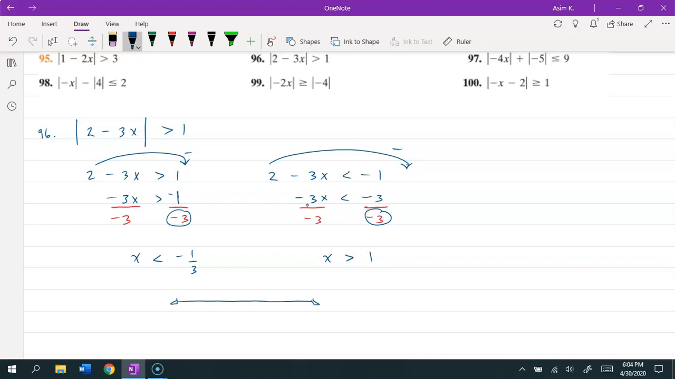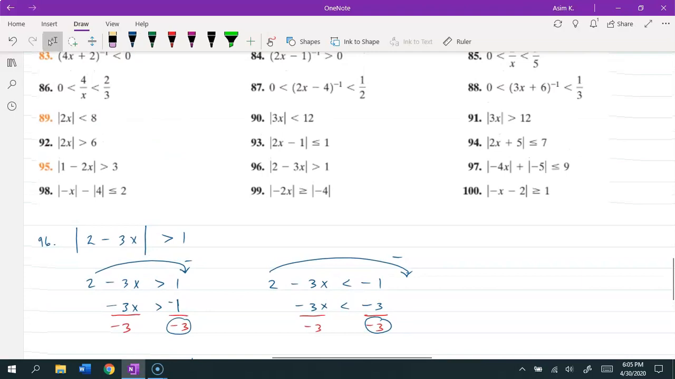Now, if x has to be a number that's less than -1/3, here is -1/3, and you have to be less than that, so you shade towards the left of it, like this. And then x has to be greater than 1, so here is 1, and you shade towards the right of it. The idea is the same as when you see the graph, but it's important to understand where that actually came from.